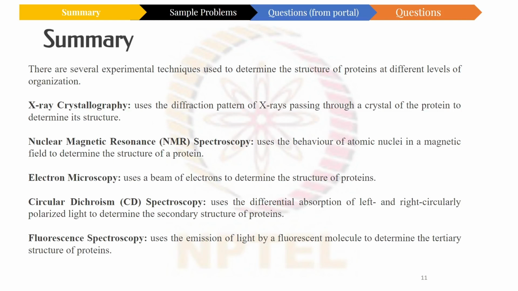Then we have CD spectroscopy, that is circular dichroism spectroscopy. This mostly focuses on assessing the secondary structure of proteins, focusing on their helical and sheet-like arrangements. CD spectroscopy works by measuring how differently polarized light is absorbed by the protein. Next, we have fluorescence. This technique involves tagging proteins with fluorescent molecules that emit light when excited by a specific wavelength. By measuring the emitted light, researchers can gather information about position, tertiary structure, and dynamics.